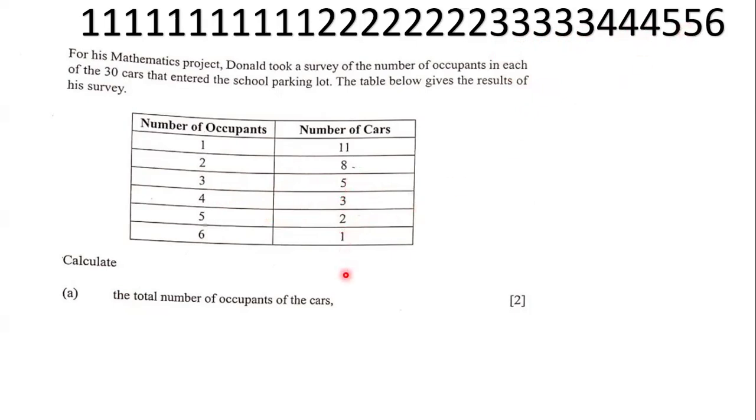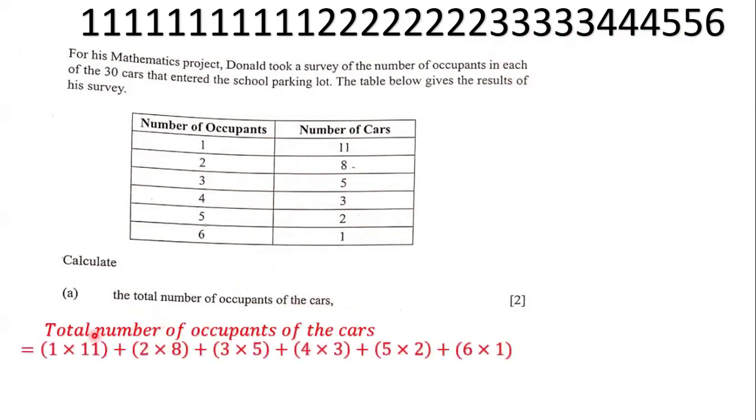They want us to determine the number of occupants of the cars. And so in order to do that, we have to multiply 1 times 11 because there were 11 cars that had 1 occupant. And we have to do 2 times 8 because there were 8 cars that had 2 occupants. And we have to do 3 times 5 because there were 5 cars that had 3 occupants. We have to do 4 times 3 because there were 3 cars that had 4 occupants. And we have to do 5 times 2 because there were 2 cars that had 5 occupants.